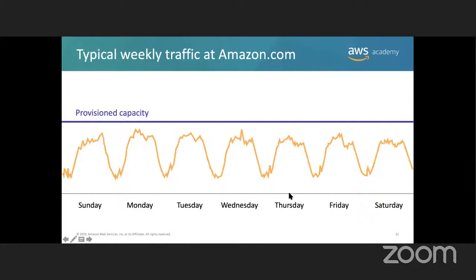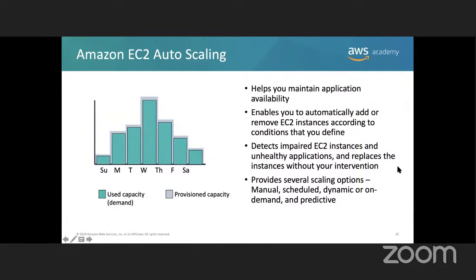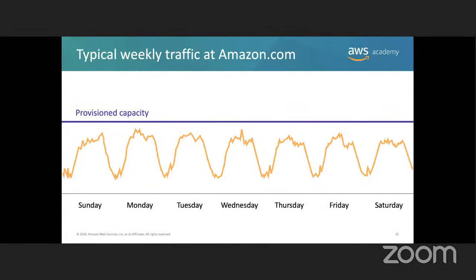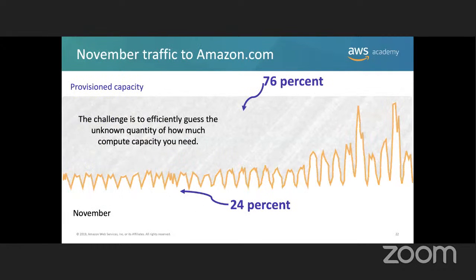Okay, so this is a typical weekly traffic at Amazon.com. It's very steady, right? We see that there's a pattern that is followed here. This is when you have the regular seasons, where there are no events or special holidays or anything. This is what happens every week on Amazon. This next one is more remarkable, because this is the traffic to Amazon in November.